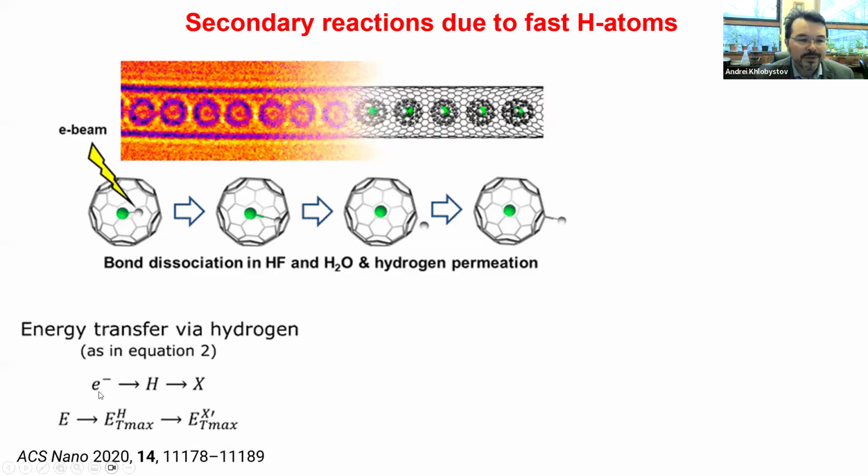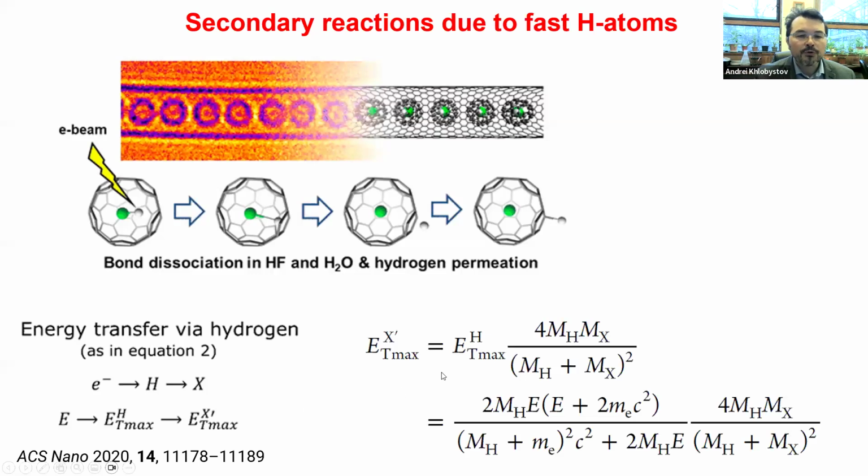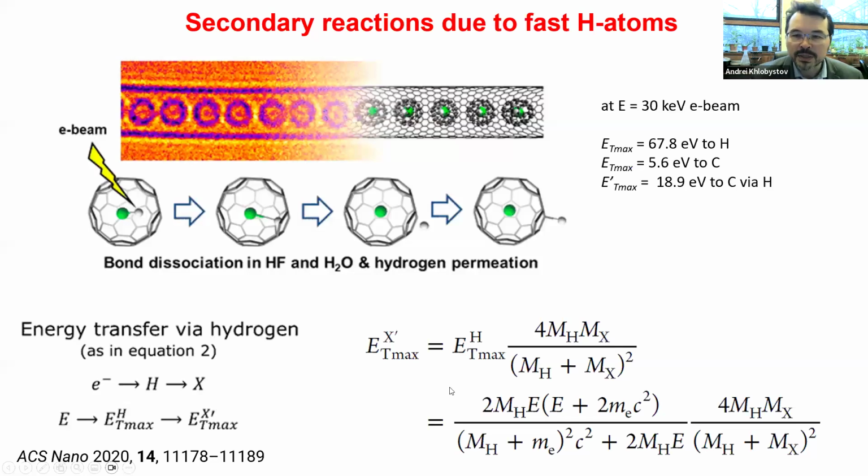So we are now talking not about direct energy transfer from the electron beam to the atom of carbon, but we're talking about the energy transfer through the hydrogen atom to the carbon atom. So we need to modify our equation, and what we need to know is the mass of the hydrogen, the mass of the carbon, so X is the carbon atom, and recalculate our maximum transferred energy, and that's the numbers that we get. So if we look at a 30 keV electron beam, the maximum transferred energy to carbon direct from the electron beam is 5.6 eV, but through the hydrogen atom is 18.9.